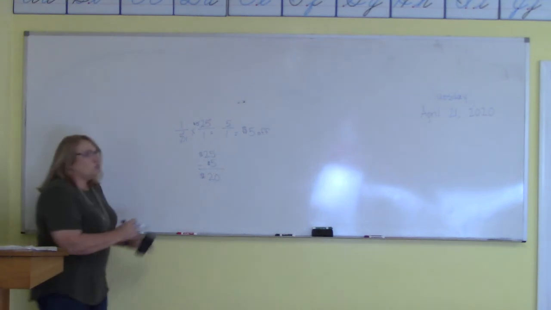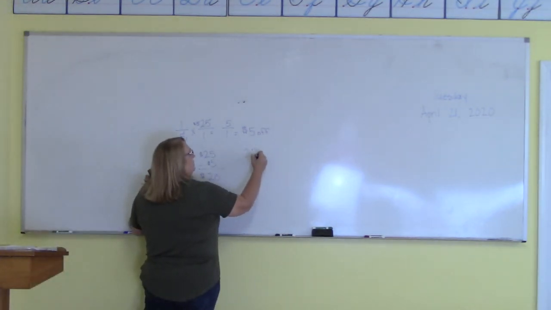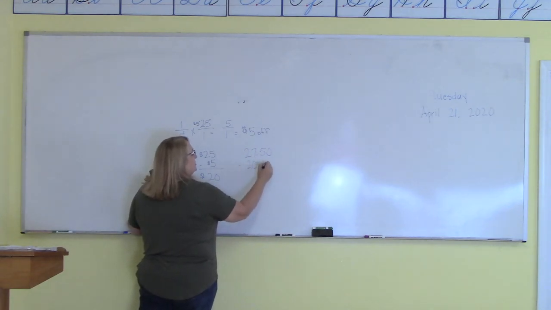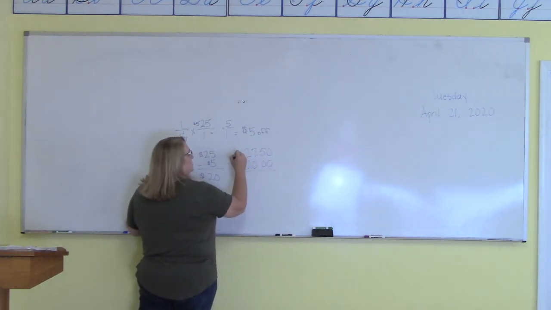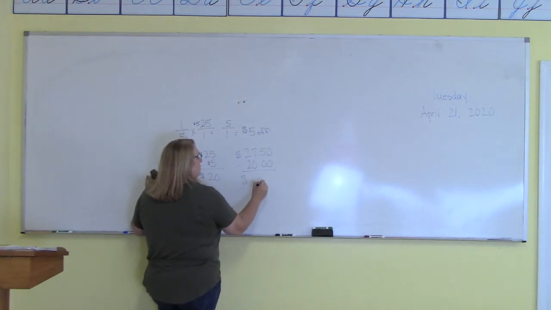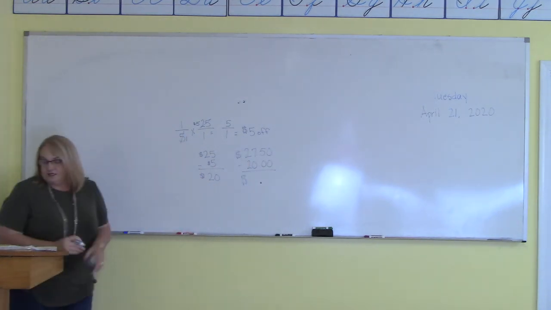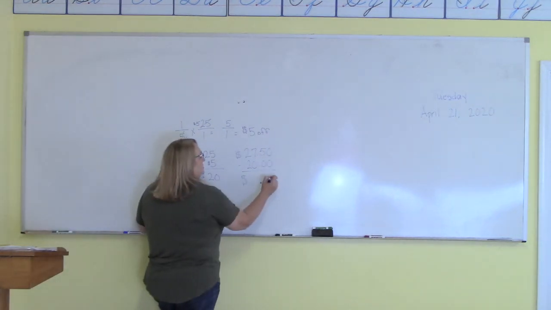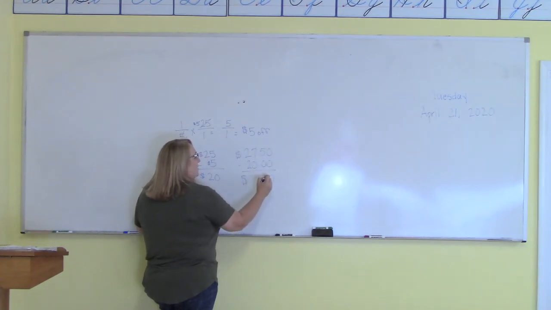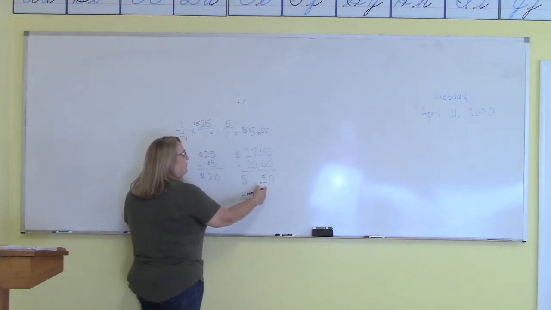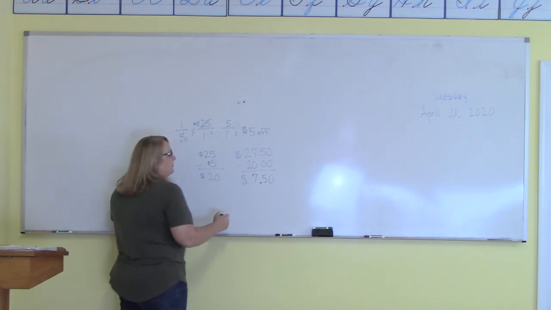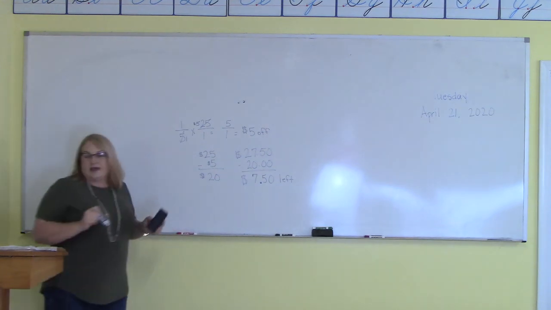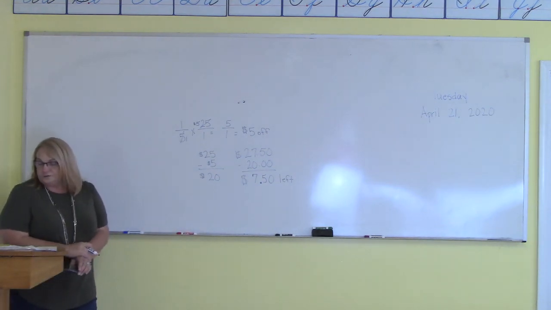He had $27.50 to spend. He spent $20. So how much money did he have left after buying the Bible? 0 minus 0, 0. 5 minus 5, 5 minus 0 is 5. 7 minus 0 is 7. So he had $7.50 left after he bought the Bible.